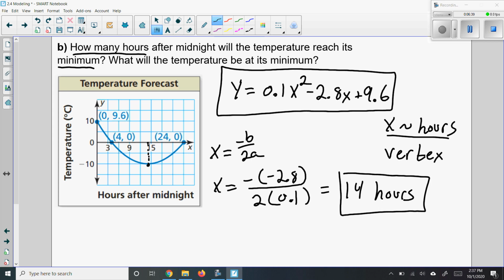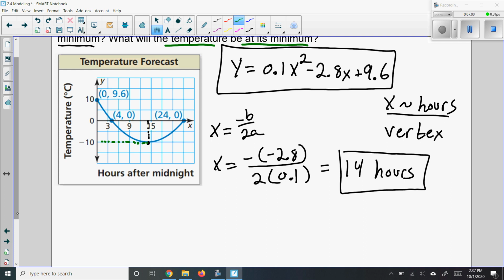The second part of the question is asking us, what will the temperature be at the minimum? That's asking us for the y-coordinate of the vertex. It appears to be about negative 10, but let's find out. The way we find the y-coordinate is to take the x value and substitute it in for x in our model.